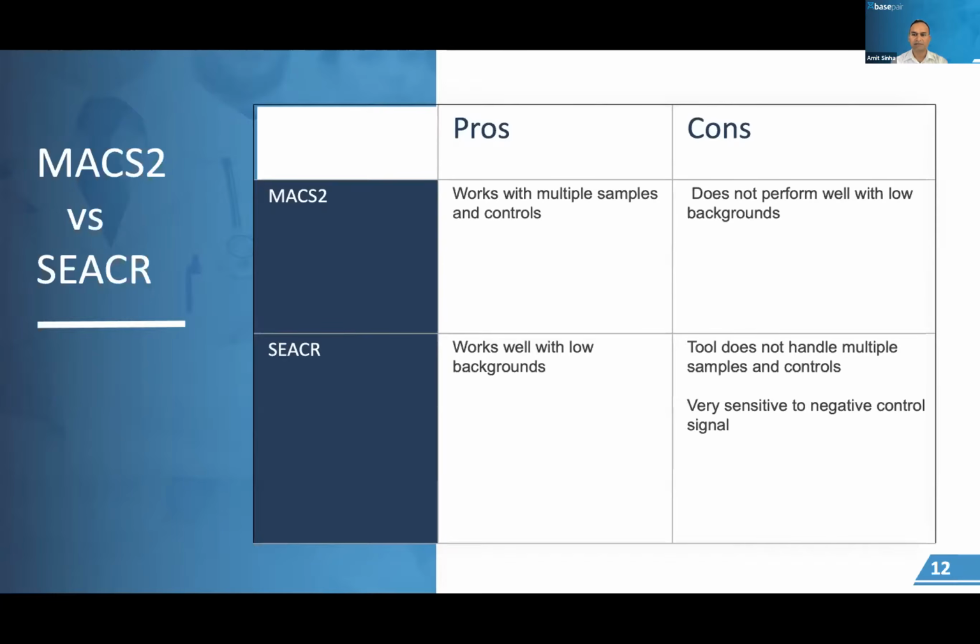In fact, SEACR is even more sensitive to the signal in the negative control and overall works much better where there's low background signal, whereas MACS2 struggles when the background signal is quite low.